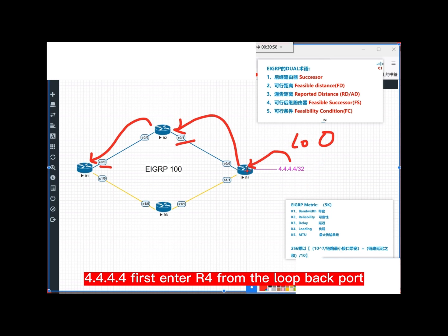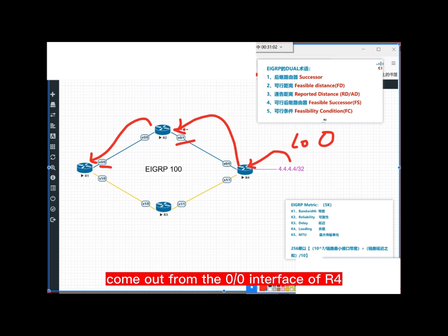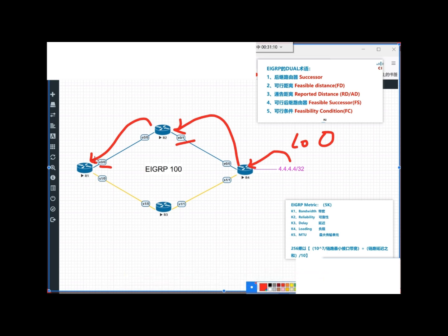That is, 4.4.4.4 first enters R4 from the loopback port, comes out from the 00 interface of R4, passes to the E01 interface of R2 and enters R2, then comes out from the E00 interface of R2, passing to the E00 interface of R1. This is called routing transfer.